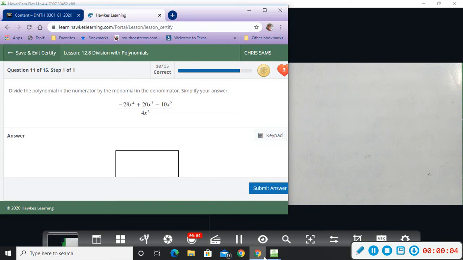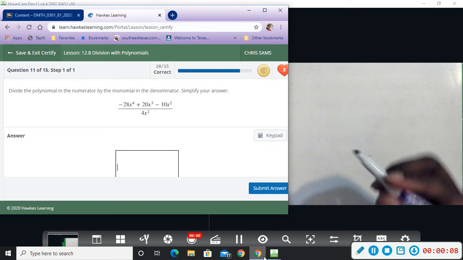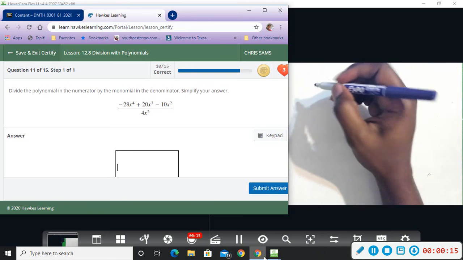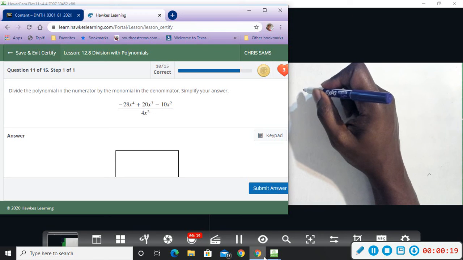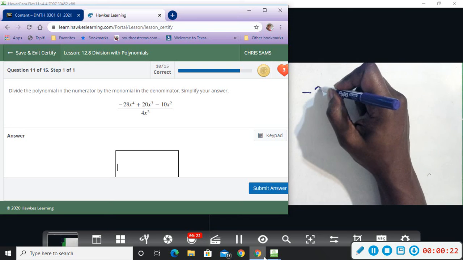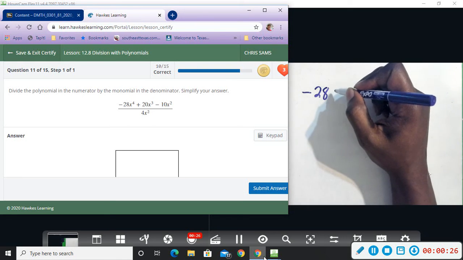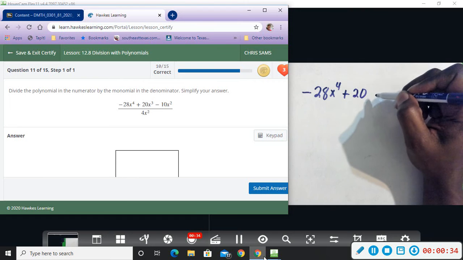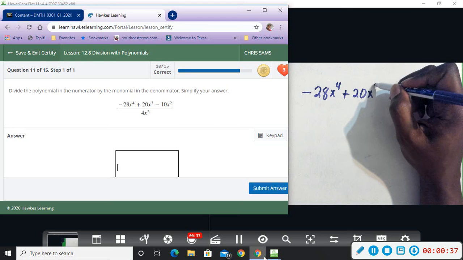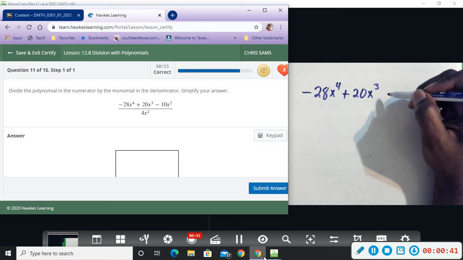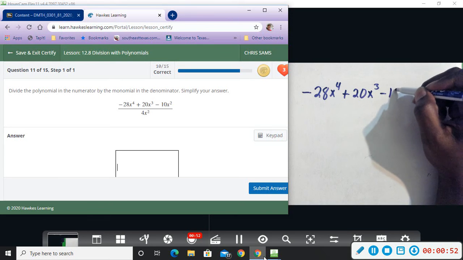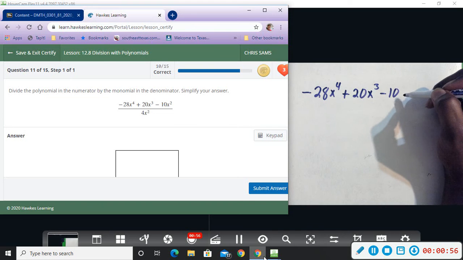Alright, number 11. This is probably going to be best performed with synthetic. And actually we can just divide it as it is. It's just one term. So I'm going to show you what I mean. And I meant long division, not synthetic. So in this setup, every term on the top is going to get divided by that one term on the bottom. And we'll use the properties of exponents and everything that we've learned to do that.